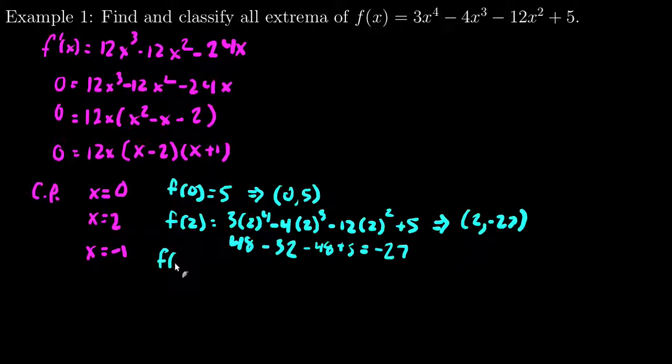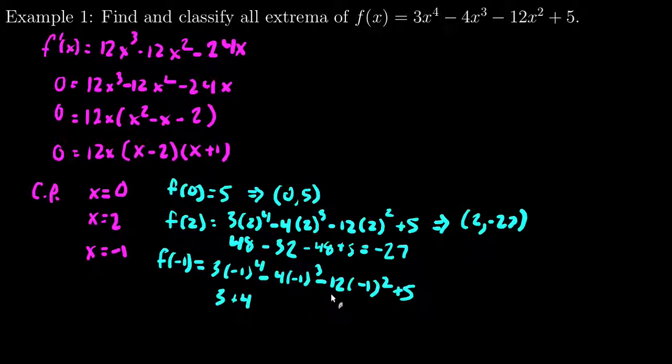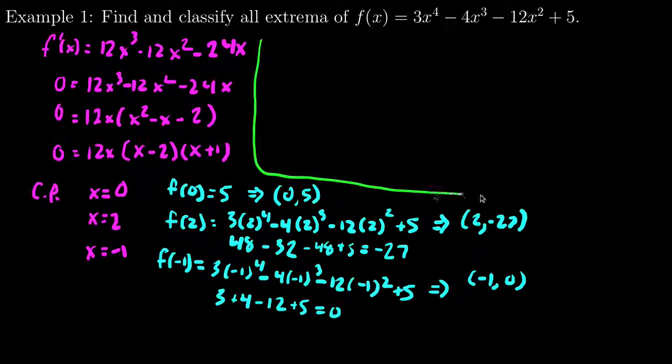And f of negative 1, I do the same work, so 3 times negative 1 to the fourth minus 4 times negative 1 cubed minus 12 times negative 1 squared plus 5. Negative 1 to the fourth is 1 times 3 is 3. Negative 1 cubed is negative 1 times negative 4 is positive 4. Negative 1 squared is positive 1 times negative 12 is negative 12 plus 5, and that equals 0. So this gives me the point negative 1, 0. And now I can finally actually do the second derivative test. I guess I could have done it here as well.